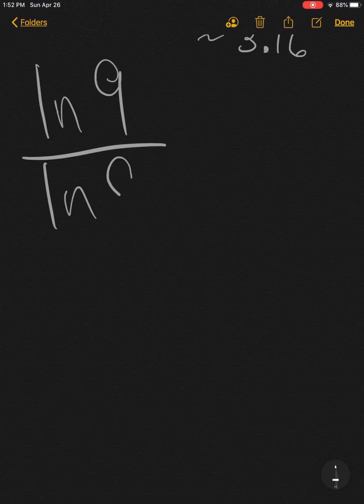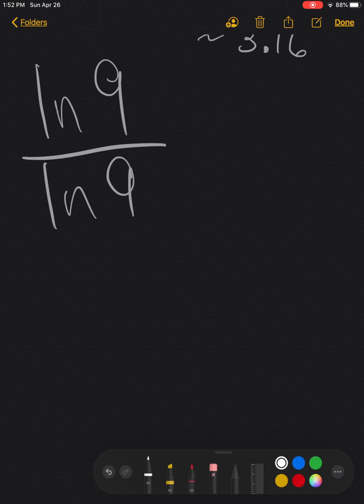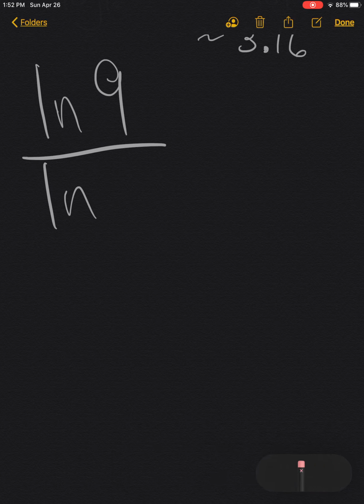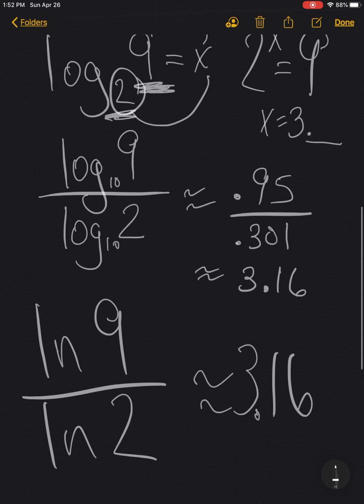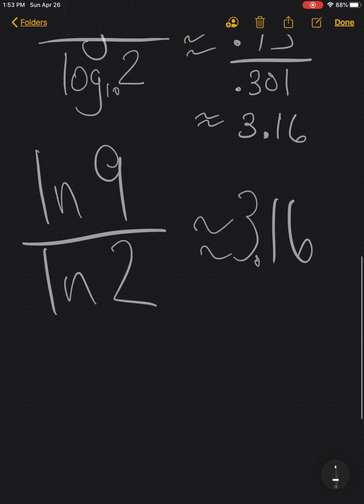Also, if you look at the key concept on page 260, the change of base also says we could use natural log. So if we did it in our calculator, natural log of 9 divided by natural log of 2, you will also result in the same answer, 3.16. Okay, so that's what change of base means. You can use base 10 or you can use ln and you will get the same answer.